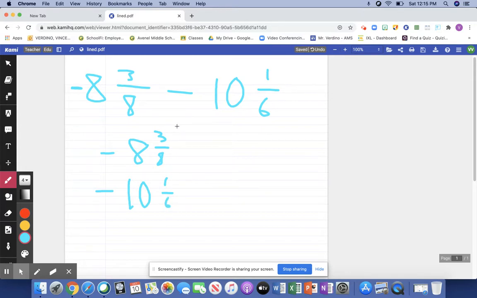The benefit of writing it vertically or stacked is that when you convert them, it's easier to convert, right? The denominator. So remember, we said that both of these can be turned into fractions with a denominator of 24. So you want to multiply top and bottom by 3. So this becomes negative 8 and 9/24. This becomes negative 10 and 4/24. So this is the benefit.